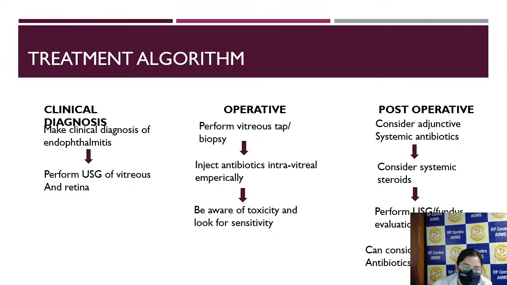Now the treatment algorithm. First we make a clinical diagnosis, which is reinforced by the ultrasound. In the operative stage, we confirm our diagnosis by a vitreous tap or a biopsy. Simultaneously, we either inject or do a vitrectomy. While injecting, we should also be aware of the toxicity and we should look for antibiotic sensitivity later. In the post-operative algorithm, we should consider adjunctive treatments like systemic antibiotics and steroids and perform an ultrasound.